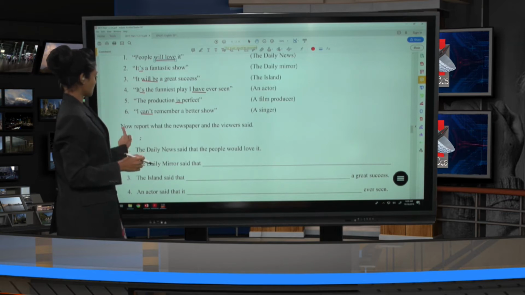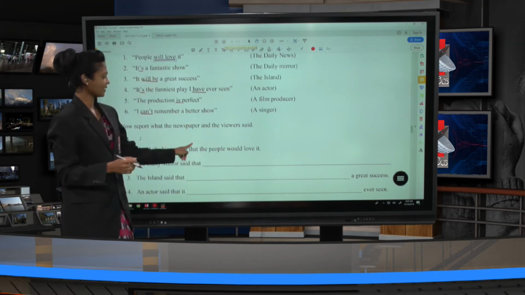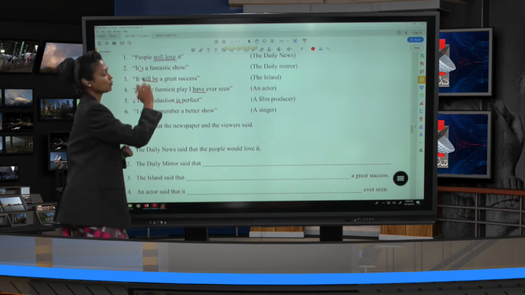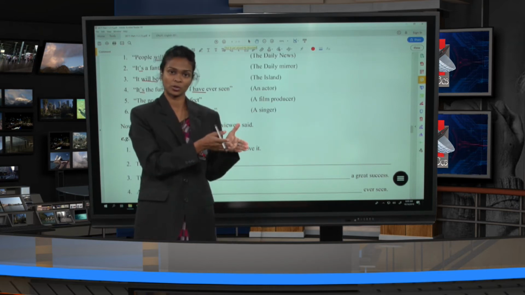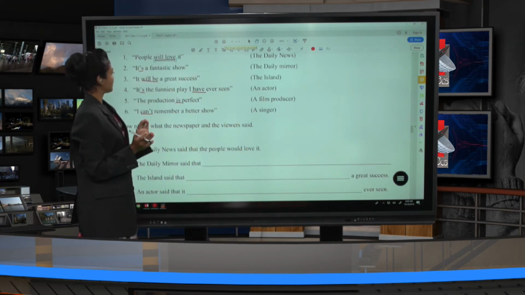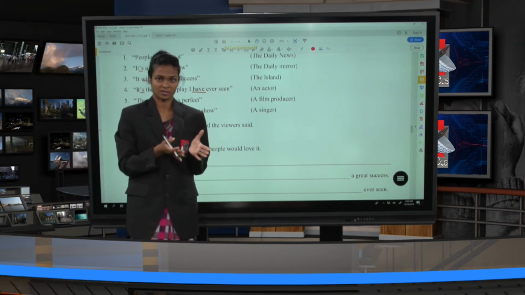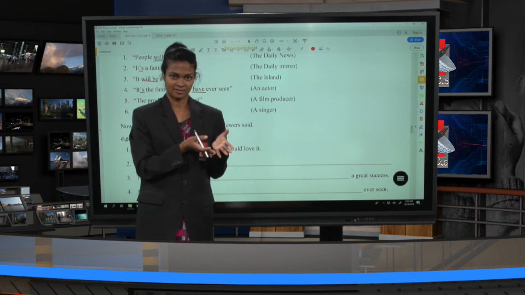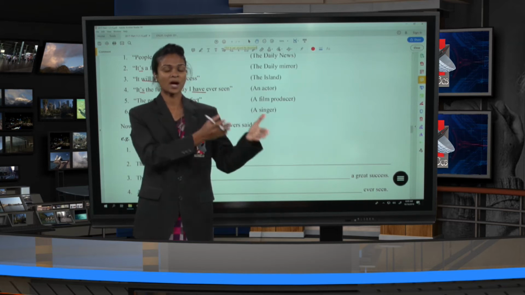The Daily News said that the people would love it. The verb will is turned to would. If it is am or are, you have to use was or were. If it is have or has, you have to use had. If it is do or simple present, you have to use past, like did.